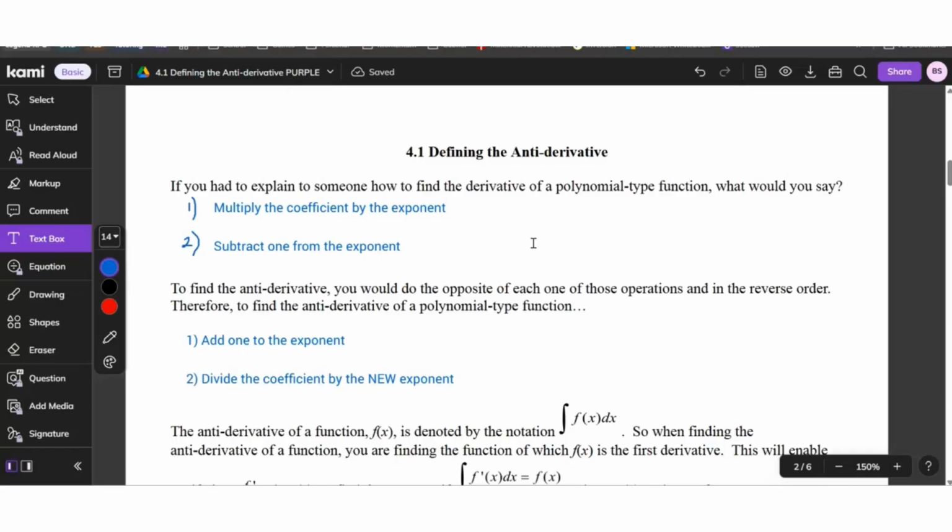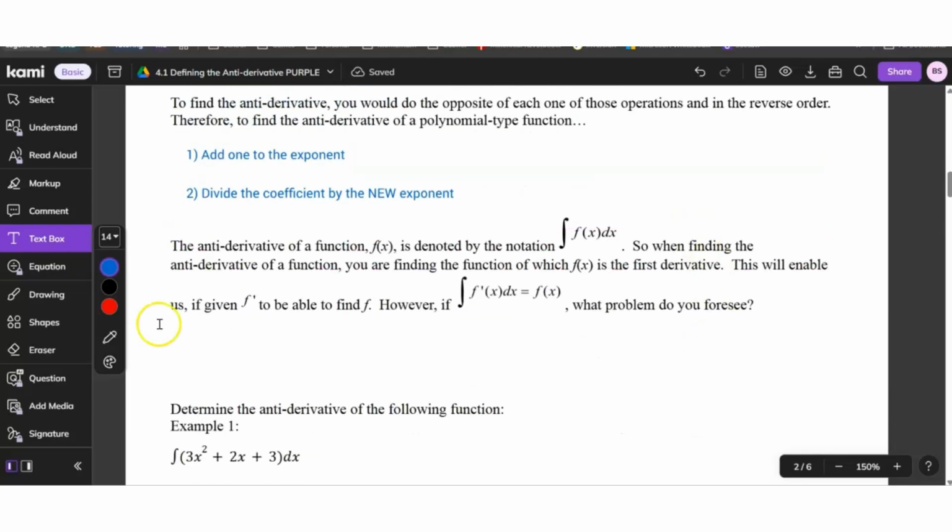We just do them in reverse, exactly like algebra, right? When you're solving for x in an algebraic problem, you do the order of operations in reverse order in order to isolate the x, or the variable. This is the same. If we multiply by the exponent and then subtract 1, the opposite is to add 1 to the exponent and then divide by that new exponent.